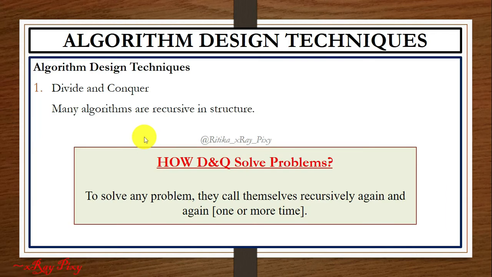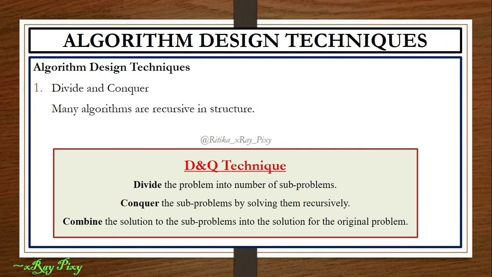As we know, many useful algorithms are recursive in structure, and to solve a given problem, they call themselves recursively, but need more time to deal with closely related subproblems. Here, three main steps are followed by a divide and conquer technique. First, divide the problem into a number of subproblems. After that, conquer the subproblems by solving them recursively, and in the end, combine the solutions to the subproblems into the solution for the original problem. For example, merge sort algorithm follows divide and conquer technique.